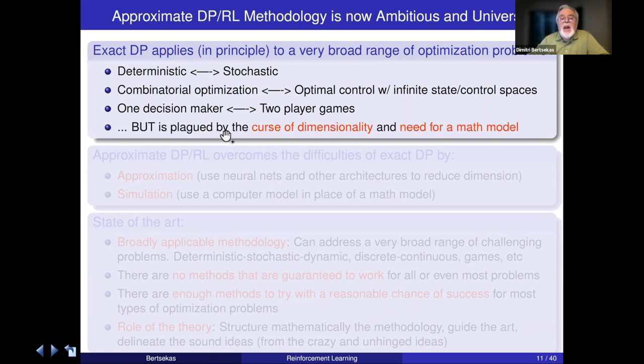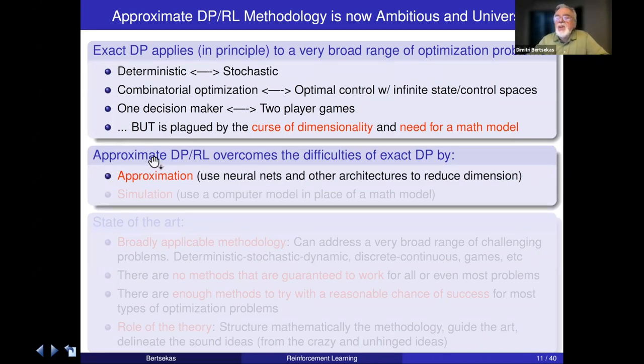However, exact dynamic programming is plagued by two main difficulties: the curse of dimensionality, the exponential explosion of the computational requirements as the size of the problem increases, and also the need of a mathematical model to write down the dynamic programming algorithm. You need to have a mathematical model, and that's not always easy to obtain. So as a result, even though the broad range of dynamic programming was recognized early on, the methodology did not go very far because computers were just not powerful enough to provide implementations of exact dynamic programming.